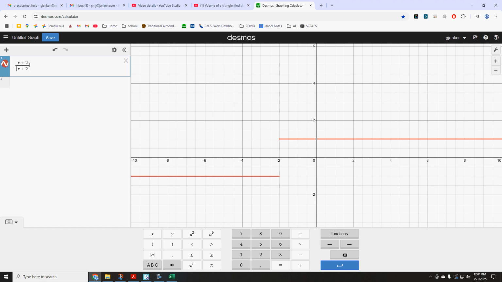So if I have the same expression on the top and the bottom of a fraction, except that one of them is in absolute value, that is always going to create this jump discontinuity between y equals 1 and y equals negative 1, and it's going to shift it to the left or the right.